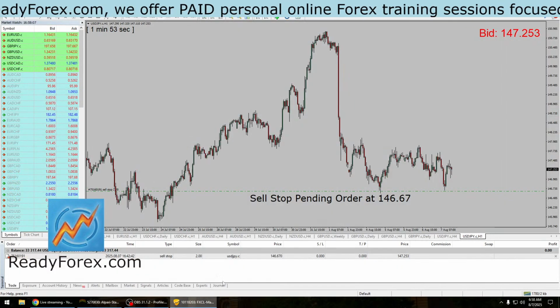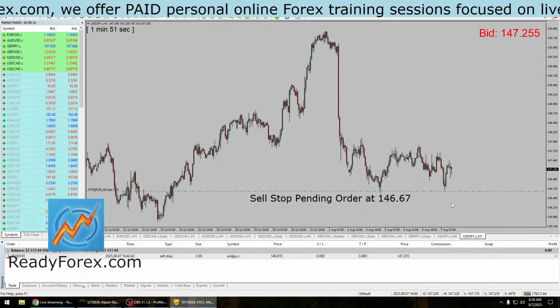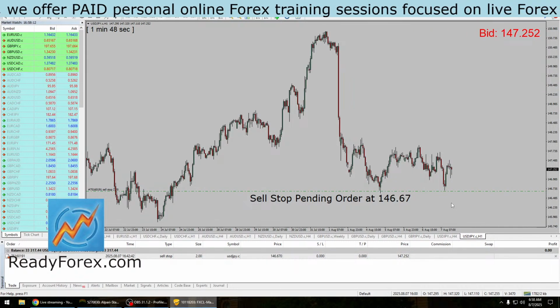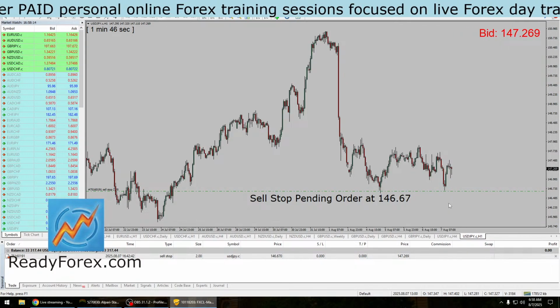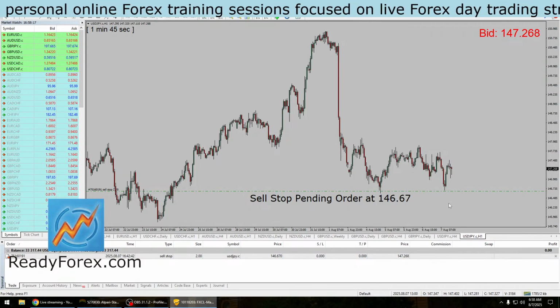And regarding the USDJPY currency pair, I have placed my sell stop pending order at 146.67. Let's see whether the market is going to fill it or not.